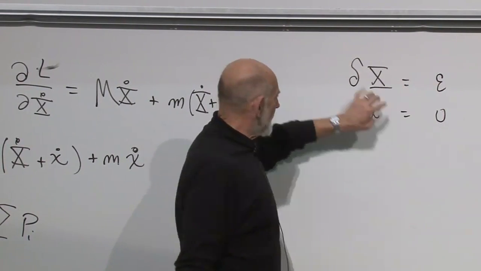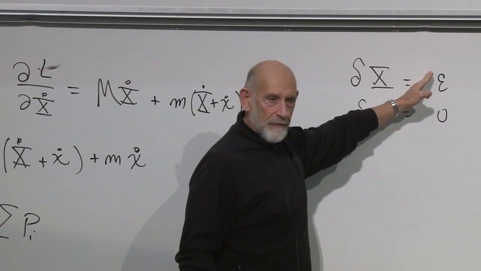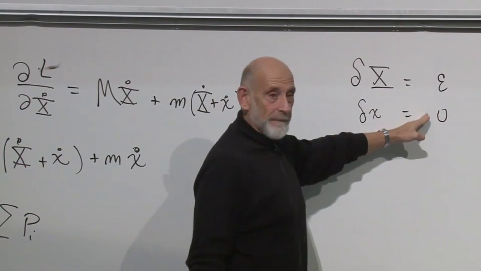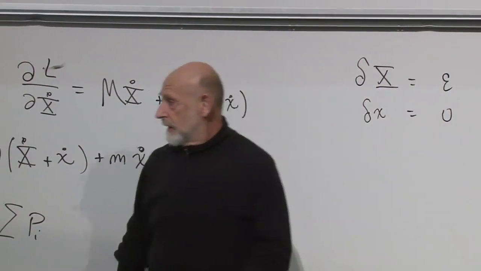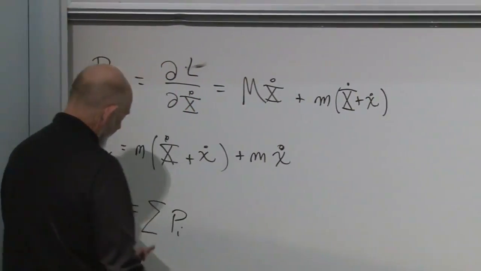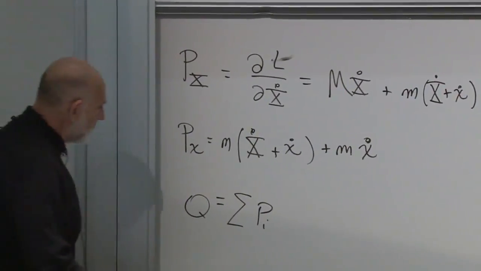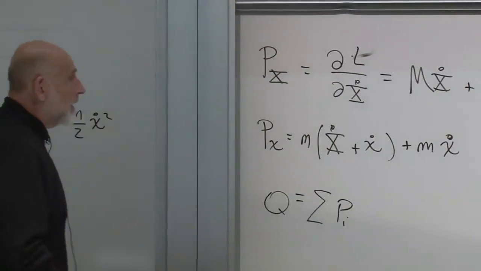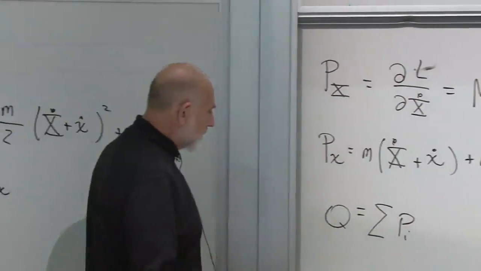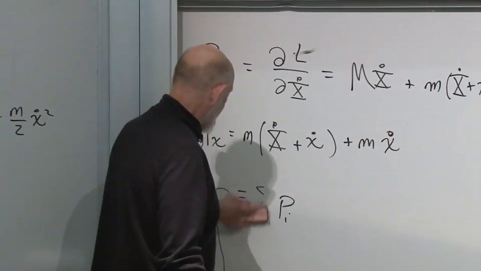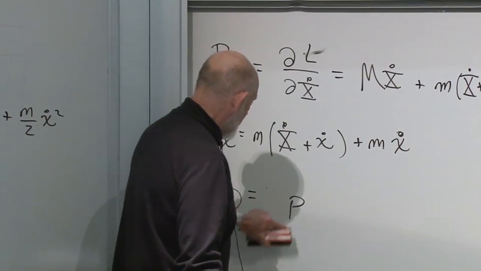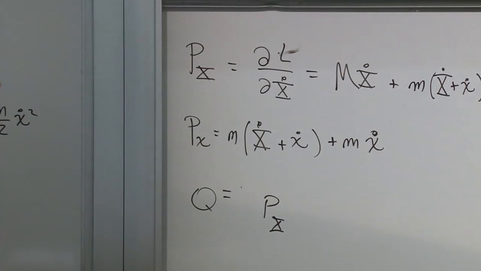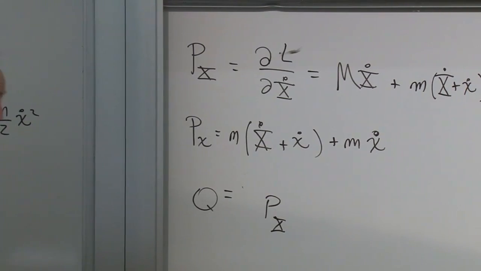The f function, remember the delta of the coordinates is equal to f times epsilon. For capital X, f is 1. What is the f function for little x? 0. Okay, so p times the corresponding f function. For capital X, f is 1. For little x, it's 0. So there's only one term, and it's just p capital X. In other words, as you might have expected, the x component of momentum is conserved.